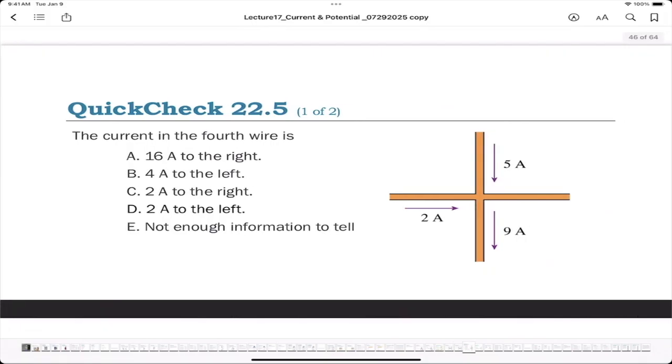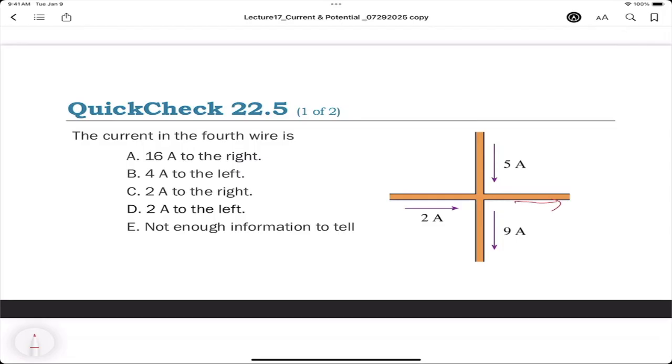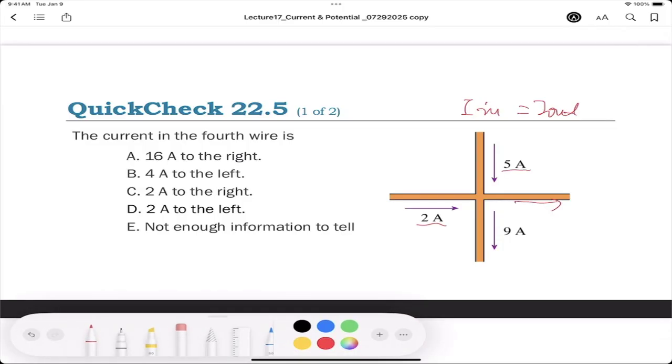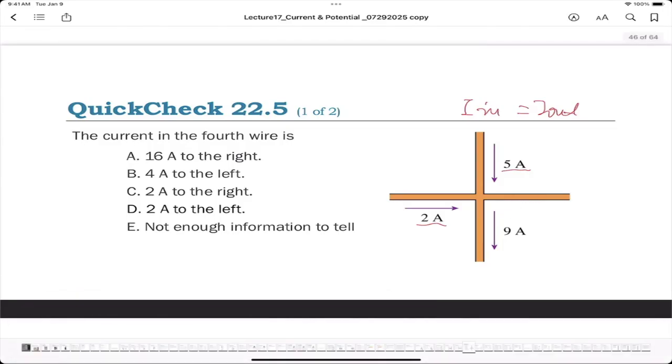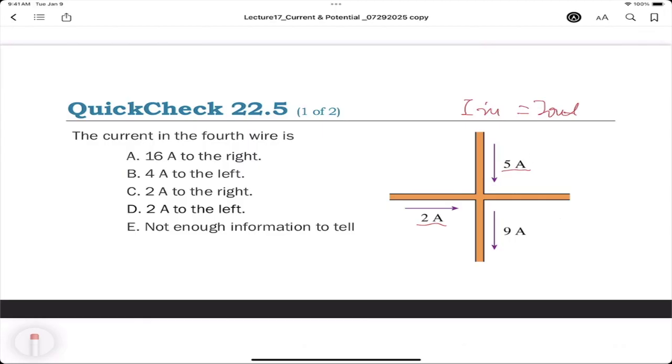This one. The current in the fourth wire is what? This question asks us what's the current in this direction. We know, using Kirchhoff's junction law, I in should equal I out. Here, what is I in? This one and this one. Am I right? We cannot draw this one because we don't know whether it is I in or I out. Here, at least what we observe is I in.